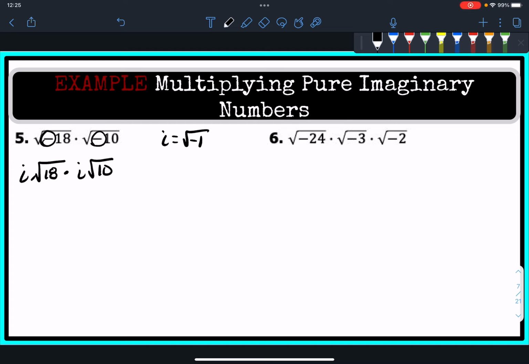Now I'm allowed to multiply these two numbers together. I'm not allowed to multiply negative numbers inside the square root. I cannot multiply two negative radicands. I can only multiply positive radicands. So I take the i out, I take the square root of the negative value, getting the i, and now I can multiply the two radicands, which is going to equal 180. Now multiplying the i's, that's going to give me i to the 2nd power.